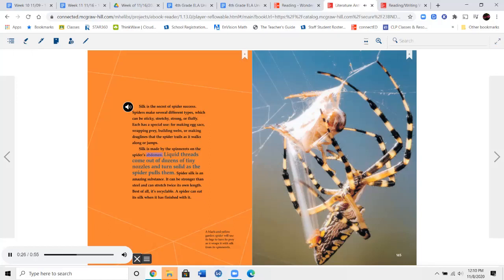Liquid threads come out of dozens of tiny nozzles and turn solid as the spider pulls them. Spider silk is an amazing substance. It can be stronger than steel and can stretch twice its own length. Best of all, it's recyclable. A spider can eat its silk when it has finished with it. A black and yellow garden spider will use its legs to turn its prey as it wraps it with silk from its spinnerets.